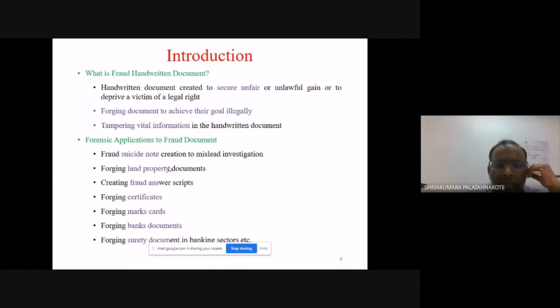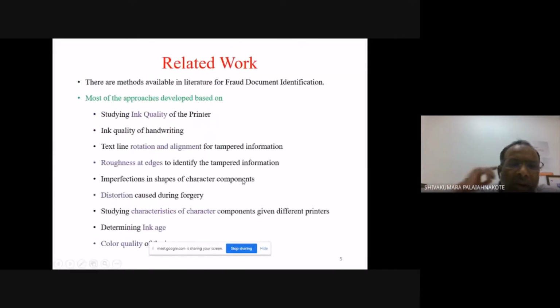Okay, so that is probably a problem. Next paper, next method. I will take this one as the problem to propose the method. Like this, fraud answer scripts, certificates, marks cards, bank documents, security documents also. There are many. Of course, the literature survey, I don't want to go into detail, because let us cover my own methods first so that we get some information.